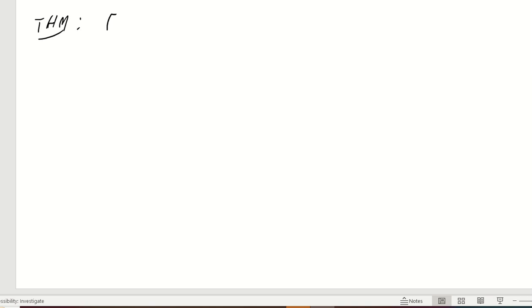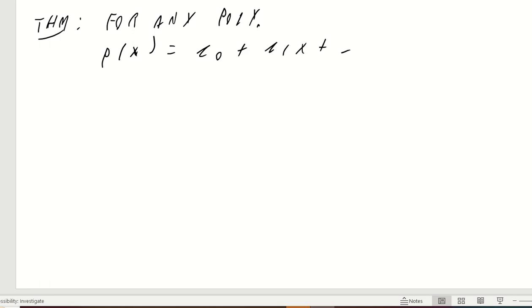Okay, so for any polynomial, let's say the polynomial is given by p of x. And this is equal to c0 plus c1 by x plus a lot of other terms, and we go all the way up to an nth term, which is cn by x to the power of n. So for any polynomial like this, if we get the limit as x approaches a of p of x, the limit of this polynomial.